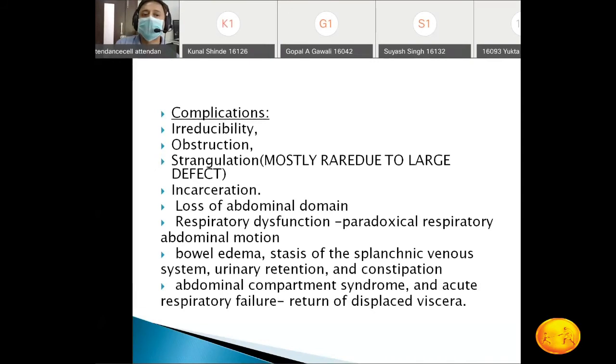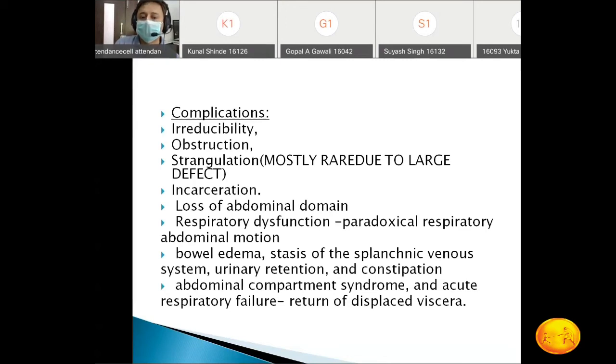Then complications are irreducibility, obstruction, strangulation mostly due to large defect. Then it could be incarceration, loss of abdominal domain. When more than 30% of the abdominal contents are outside the abdomen, it causes loss of abdominal domain. Then respiratory dysfunction, paradoxical respiration, abdominal motion.